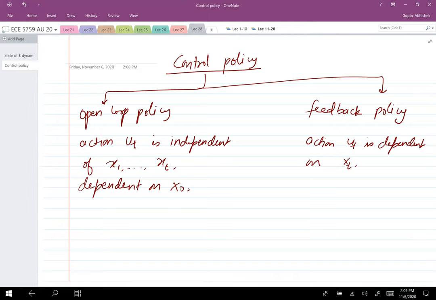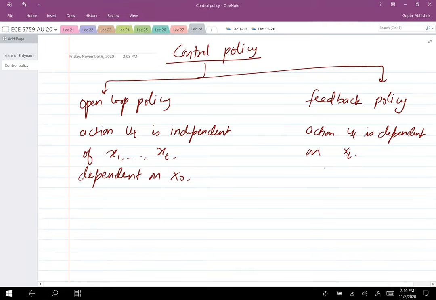So you just look at the initial state and you start behaving in a certain fashion. You start executing a set of commands. That's called an open loop policy. But if you are waiting for the state information to arrive and based on the state information you take an action, that's called a feedback policy. Typically you denote a feedback policy, I'm going to denote it by gamma T, which maps the state XT to the set of actions UT. This is known as a feedback policy.